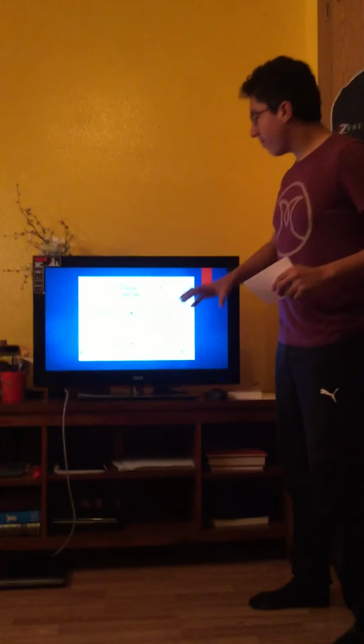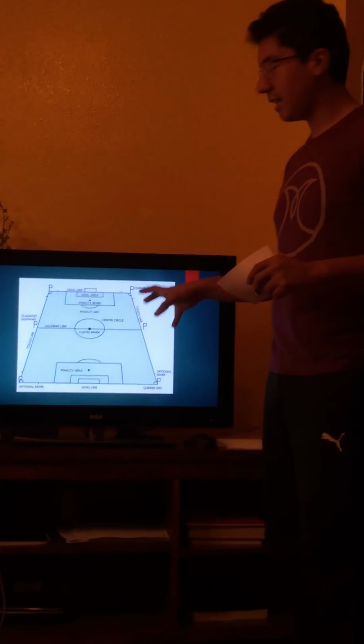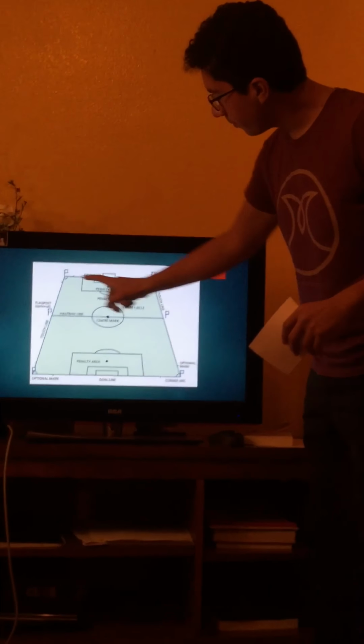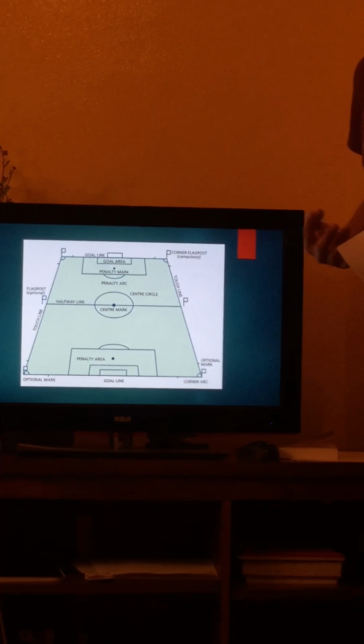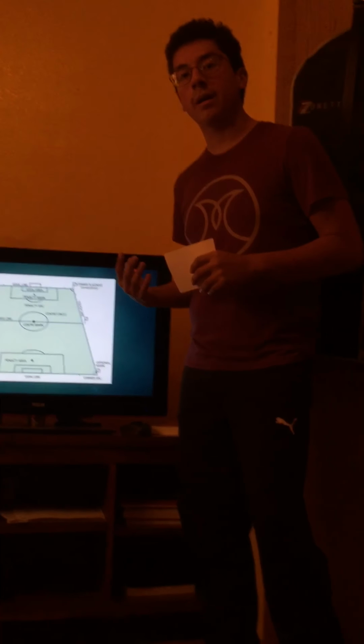So here we have a typical soccer field, and the soccer field serves a purpose for the game. So we're going to start with the perimeter. This is the touch line here and the goal line. These make up the perimeter of the field. Whenever the ball goes out, it is considered out of bounds.